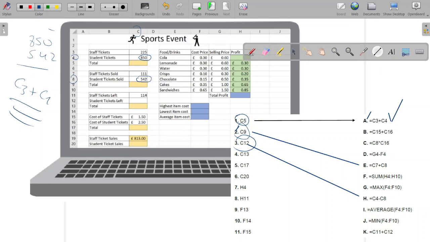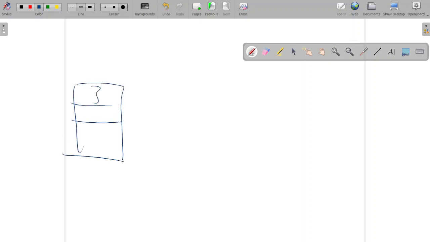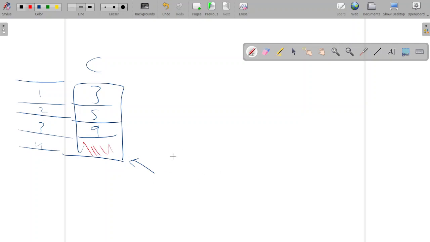I need to mention one thing for you. When I talk about a range of values like this, for example, this is 3, this is 5, this is 9. Let's say that they exist in column C, in row 1, row 2, row 3, and this is row 4. I want to know what should be written inside of this one, and I'm going to use the average function, okay? So what is going to be written here?